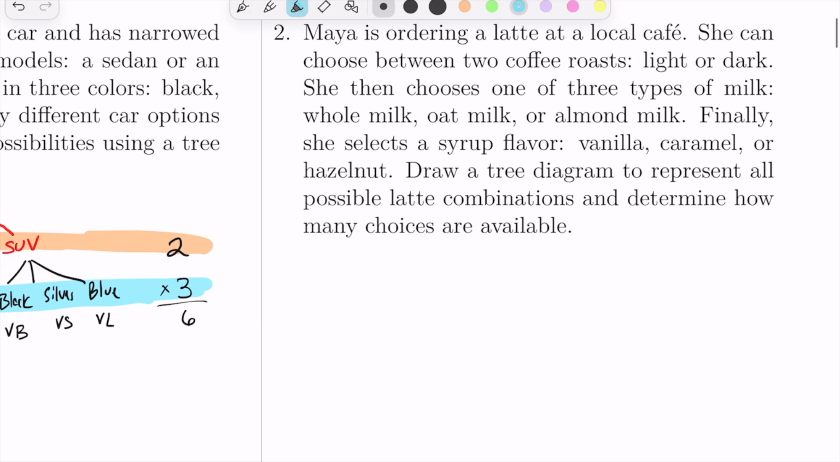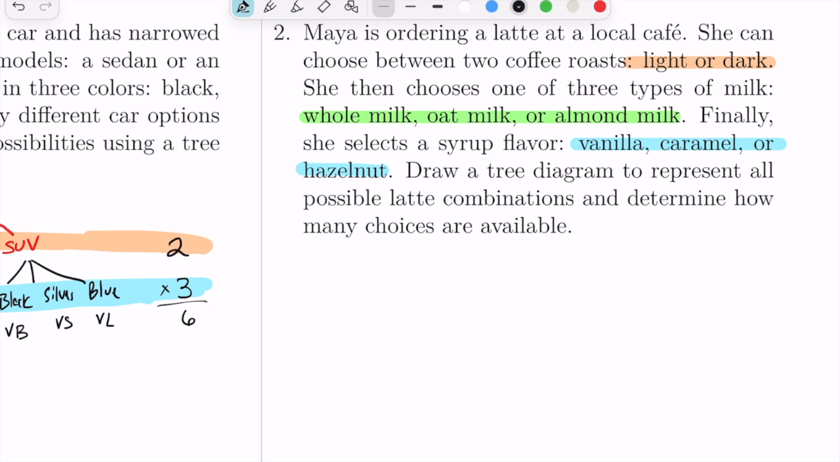This one I'm going to do sideways. Maya's ordering a latte at a local cafe, and she can choose between 2 coffee roasts, either light or dark. She can then choose 3 types of milk. So we have 3 types of milk. We have whole milk, oat milk, and almond milk. And then lastly, she can choose the type of syrup that she wants, vanilla, caramel, or hazelnut. Draw a tree diagram to represent all the possible latte combinations.